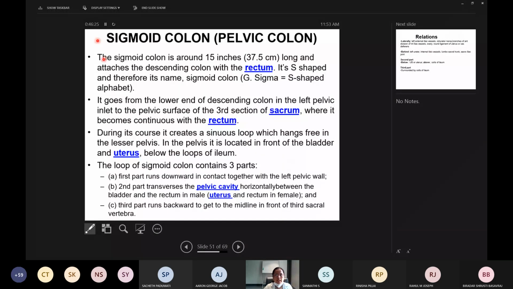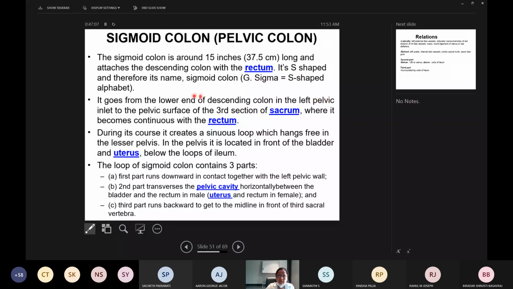Next you have got the sigmoid colon or the pelvic colon. It is around 40 centimeters in length, and it begins as the continuation of the descending colon. It is named sigmoid because it is S-shaped. It starts from the lower end of the descending colon in the left pelvic inlet and goes to the pelvic surface of the third sacral vertebra, where it becomes continuous with the rectum at the rectosigmoid junction.